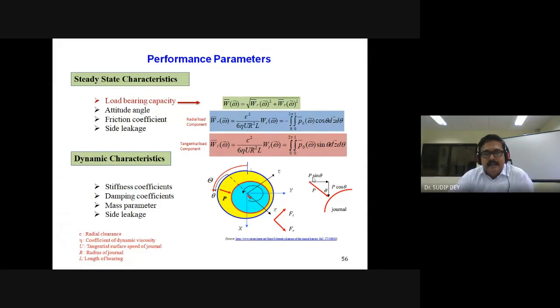And here C is the radial clearance, eta is the coefficient of dynamic viscosity, U is the tangential surface speed of the journal, R is the radius of the journal, L is the length of the bearing, which is not shown in the diagram. Length is in the normal axis to this plane, the picture you are seeing.